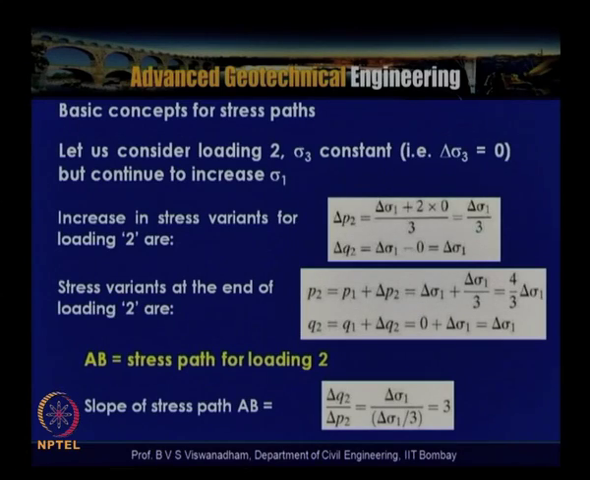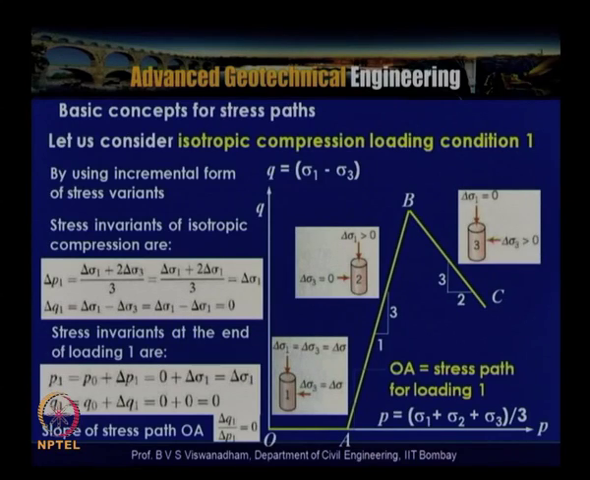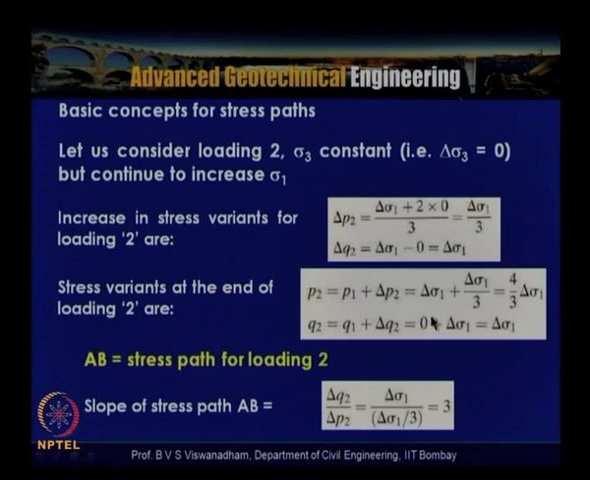obtained as delta sigma 1 from the previous condition, plus delta sigma 1 by 3. So this simplifies to 1 plus 1 by 3, which is 4 by 3 into delta sigma 1. And Q2 is equal to Q1 plus delta Q2, where Q1 we have seen in the previous case is equal to 0. So Q2 is equal to 0 plus delta Q2, the increase in the stress variable for the loading condition we have considered, which is delta sigma 1. So Q2 is equal to delta sigma 1.